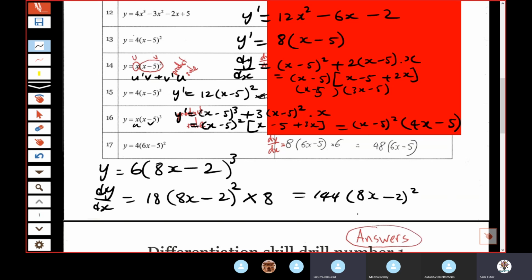What about 17? What did you get? Question 17, yeah, it's the same thing. 4 times 2 is 8, (6x take away 5) to the power of 1, times... Where does 6 come from? Differentiate the inside. Oh, yeah, never mind. Exactly the same.